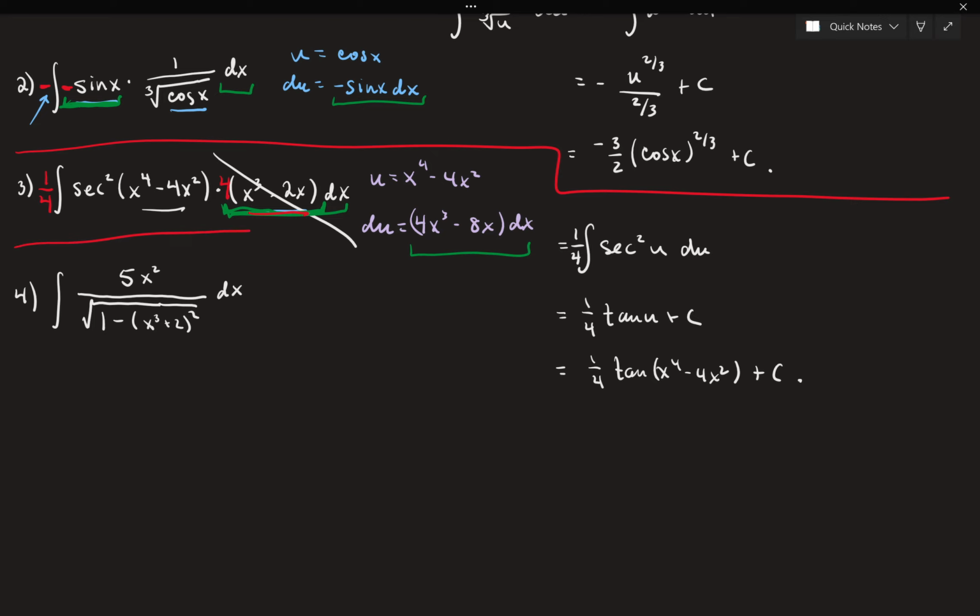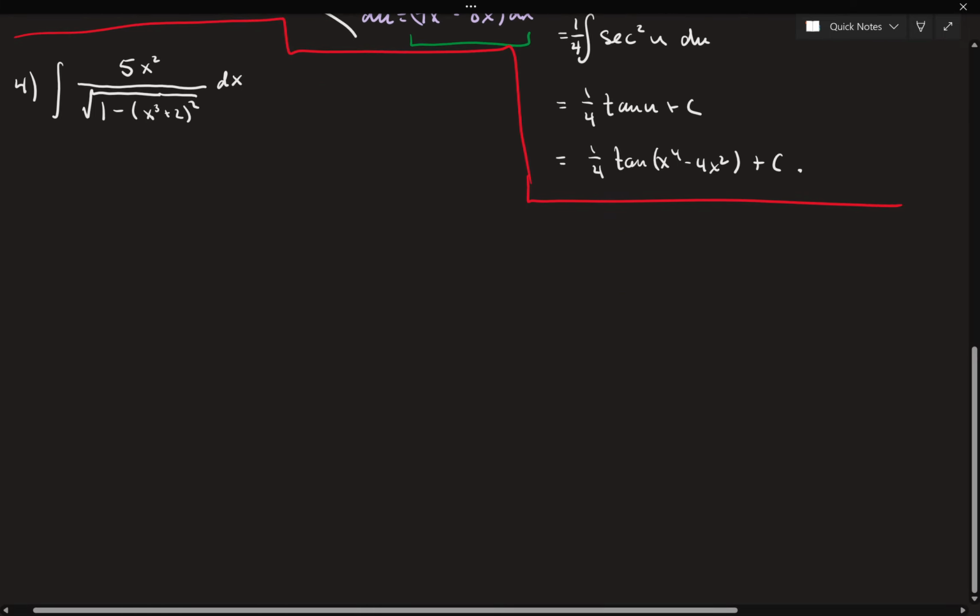Now let's do the last one. Let me actually just sector this off one more time. And I'll give myself some more room. So what do I see? I'm looking for a function and its derivative multiplication. I see x cubed plus 2, and that derivative is 3x squared. But I have 5x squared. That's off by a constant in the middle, so that's what I can fix.